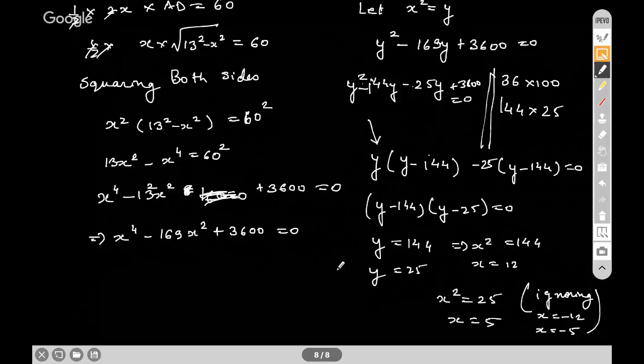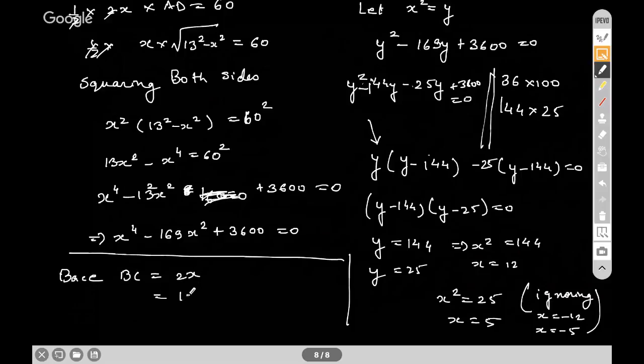So hence you have to find out the base. So for the lack of space, I'm writing it here. So the base BC will be twice of x, that is either 10 centimeter or 24 centimeters. Okay, this is how you will be solving these sums.